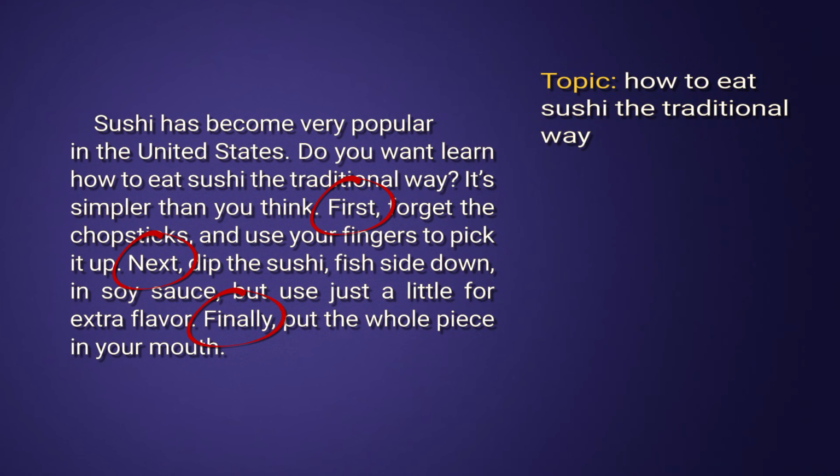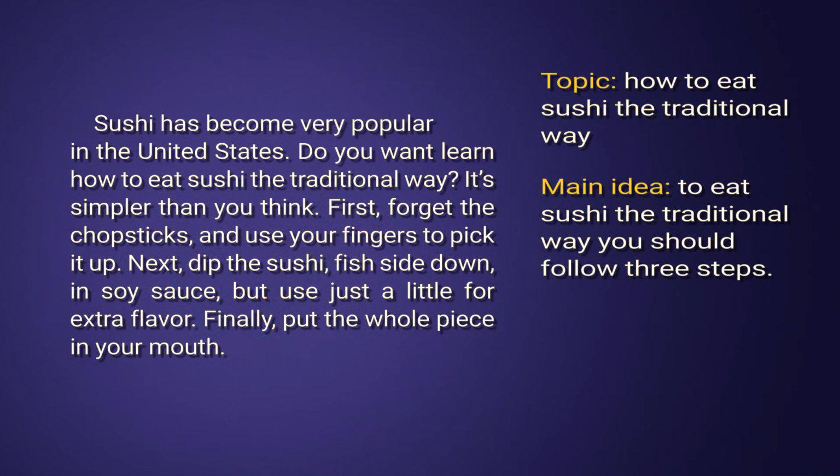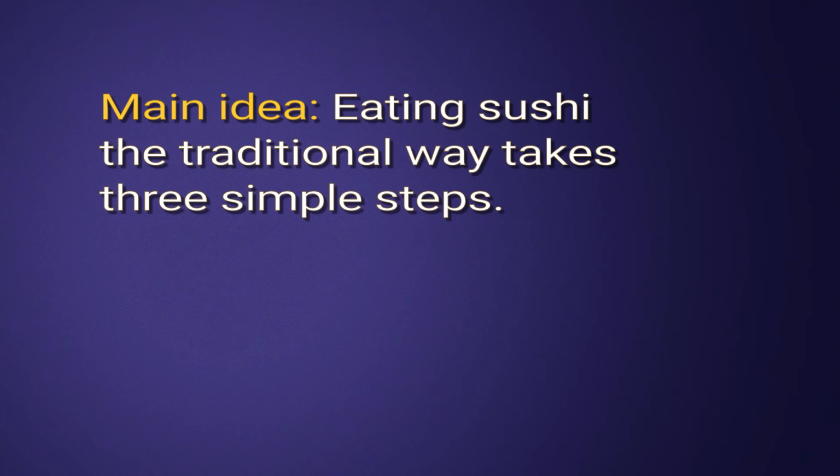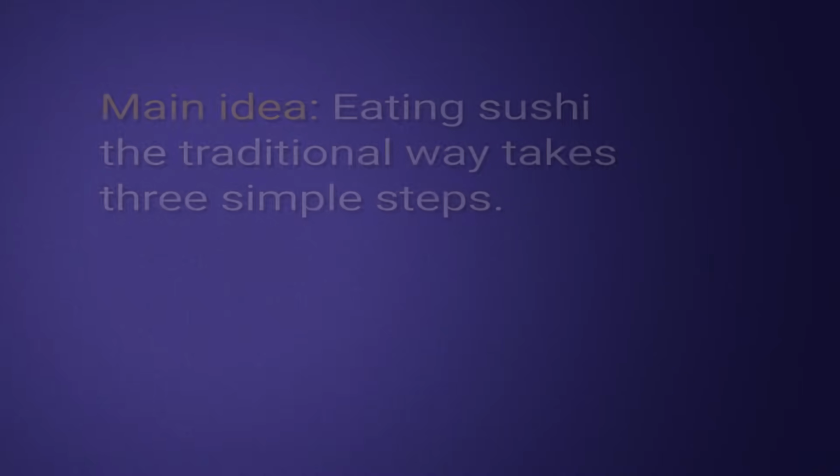So essentially, the main idea is to eat sushi the traditional way, you should follow 3 steps. Or eating sushi the traditional way takes 3 simple steps. Or something like that. If you came up with a sentence that's not exactly like these, but it's essentially a general statement about the topic, you're on the right track.